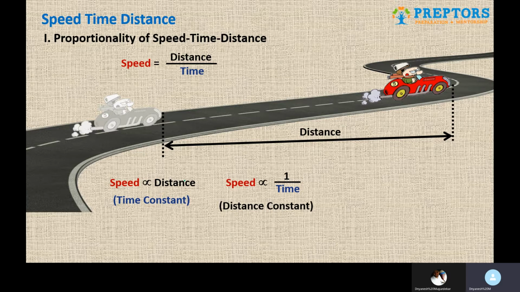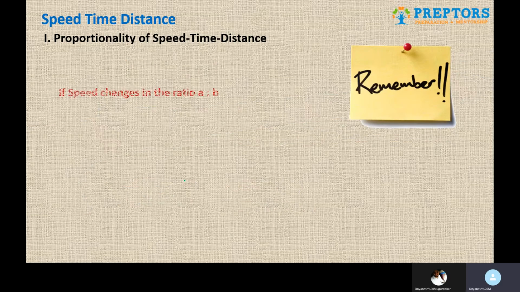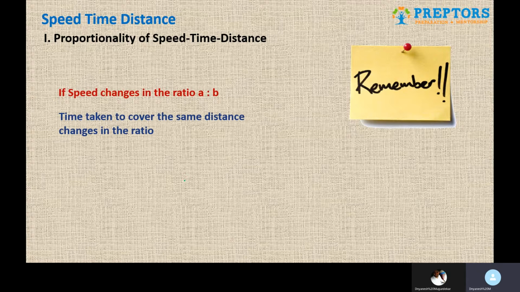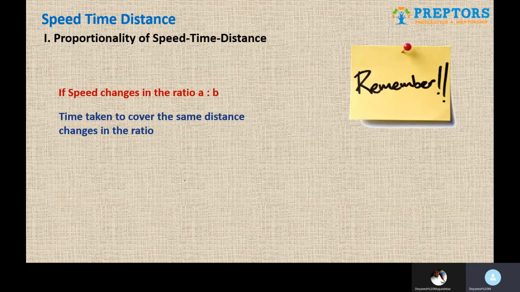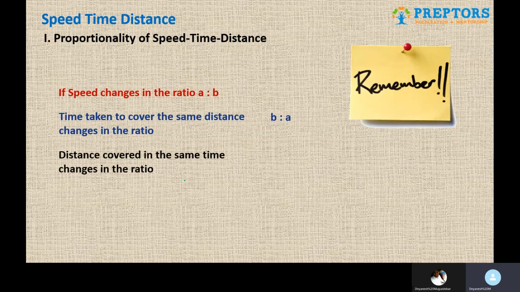Now using these relationships, we can figure out some ratios. The first one of them is, if speed changes in the ratio a is to b, then time taken to cover the same distance changes in what ratio? We know already that speed and time are inversely proportional. So if the speed ratio is a is to b, the time ratio will be its inverse, that is b is to a. Then distance covered in the same time changes in what ratio? Speed and distance are directly proportional, so whatever the ratio of speed is, the same will be the ratio of distance. So the distance ratio also is a is to b only.